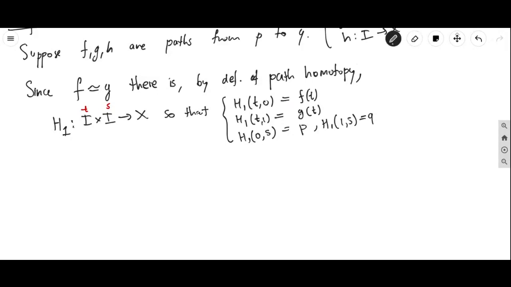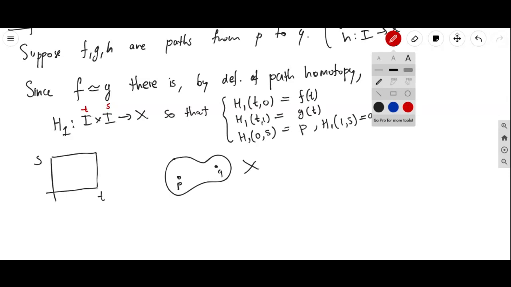Maybe a picture would be helpful. So here's a picture. Think of this as the t-axis, and this as the s-axis. This is like your square, and this is your space X. This is p, this is q. The picture is that this entire lower edge is what happens when s is equal to 0. So when s is equal to 0, that entire lower edge gets mapped to f.